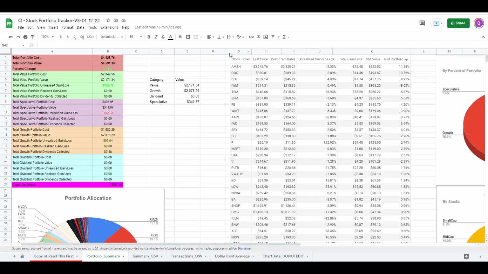And so for those that are new, I actually made this tracker to hold myself responsible for the decisions that I was making in my investment journey. And it has really opened my eyes to some things that I was doing wrong as far as asset allocation, and has allowed me to better construct my plan.